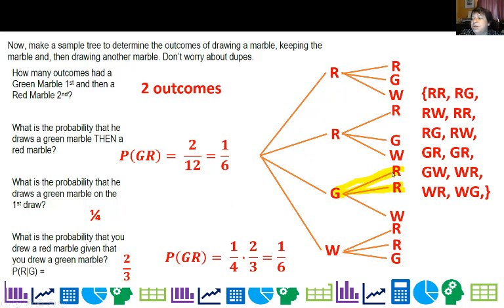So you can see that the probabilities when we don't replace change from the probabilities when we did. So there's conditional probabilities. This red is dependent on the green. And the way I read this right here, see that probability of red given green, that vertical line there means given.